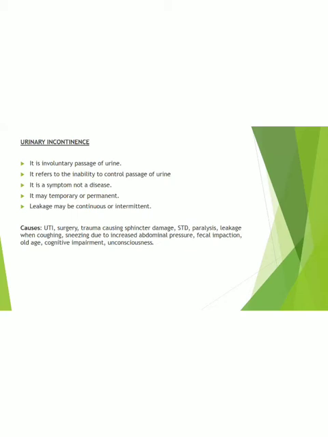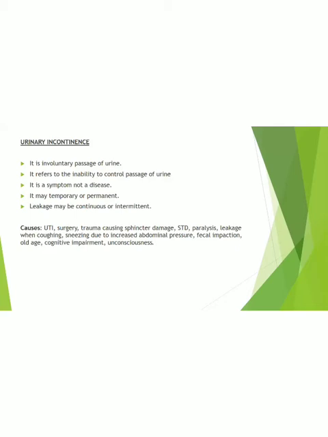Okay, it is a symptom, not a disease. So we should know that urinary incontinence is not a disease. We can't say it's a disease. It's just a symptom of some disease. It may be temporary or permanent. Then leakage may be continuous or intermittent. As I've said, it can come in a large amount continuously, or it can be intermittent, after a few minutes or a few hours. So what are the causes of this urinary incontinence?